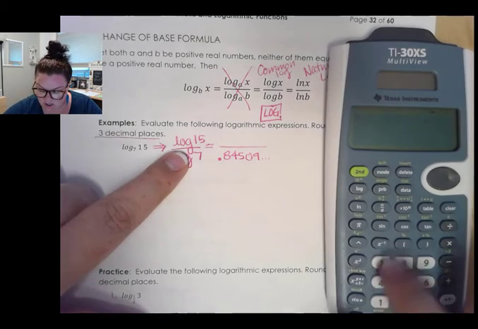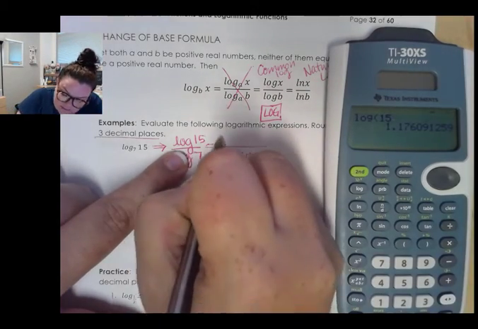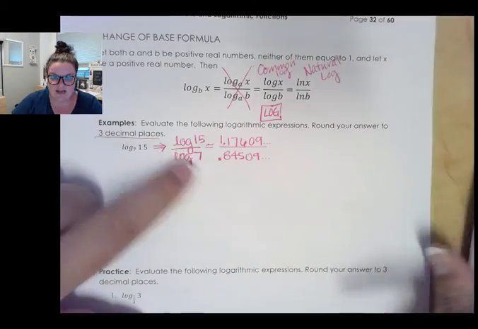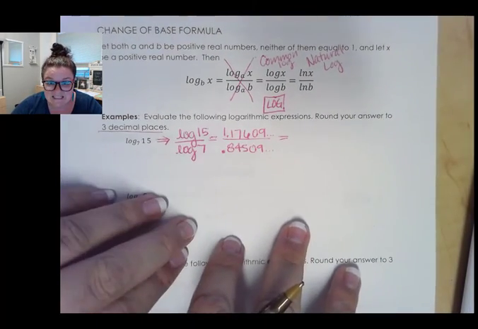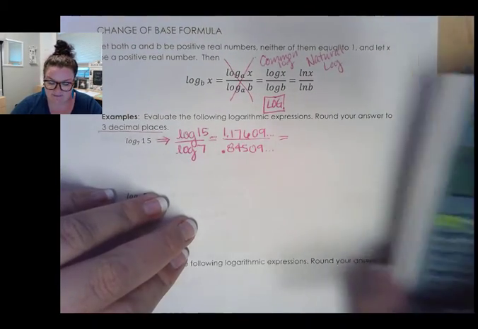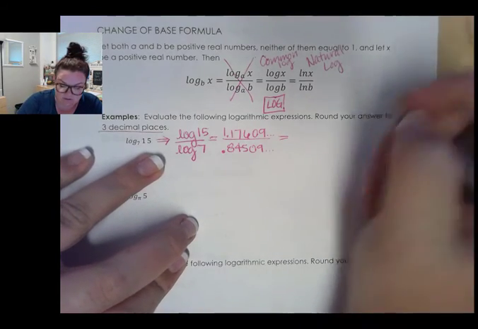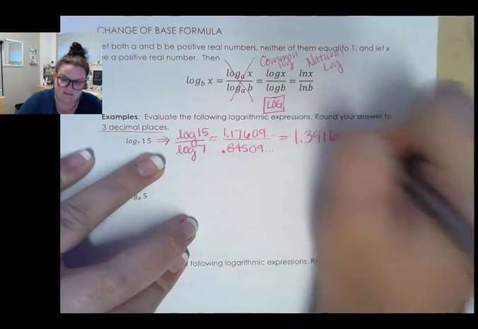And then you would do the top. So here we would do log of 15, which is like 1.17609 and some more stuff. Once you have a decimal approximation for both pieces, then you could divide them and get your answer. For the sake of time, I'm just going to write out what it is, which is 1.39166 and some more stuff.